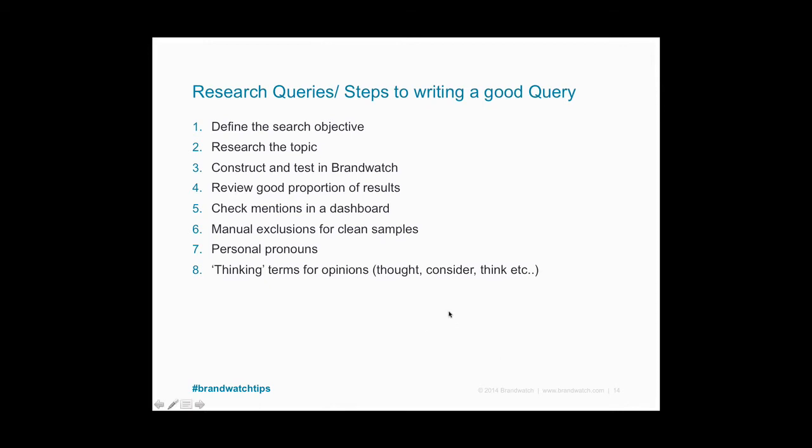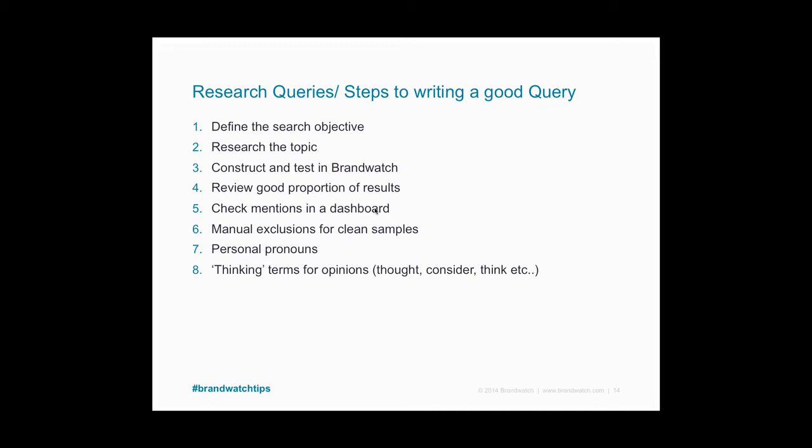Always make sure you review a good proportion of results, again reiterating what Nate said before. And then it's always really useful to then, once you're happy with your actual string and you save it, to then go in and check the mentions in a dashboard as well. If you're going to be using the results from your research query as part of a market analysis or as part of a report, and you really want a good, clean pot of data to analyze, then be prepared to make manual exclusions within the dashboard itself.